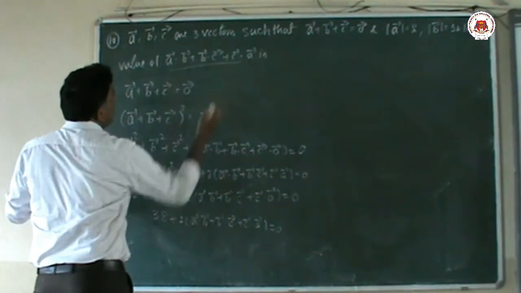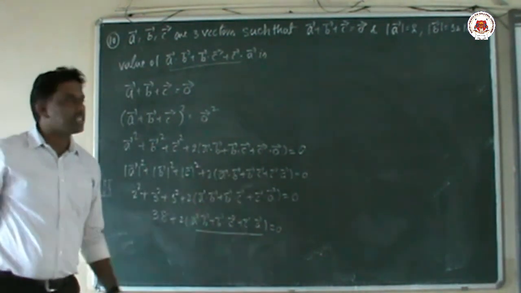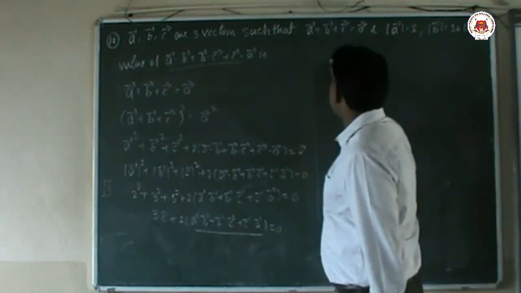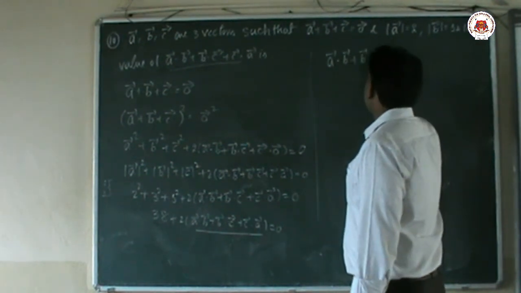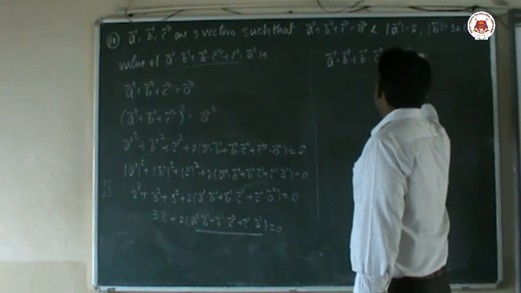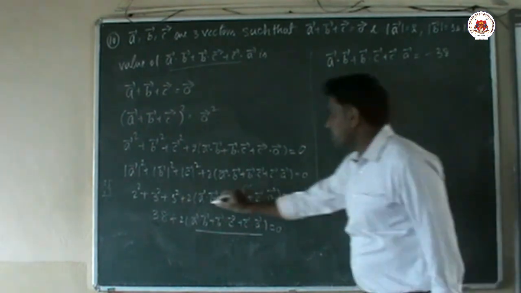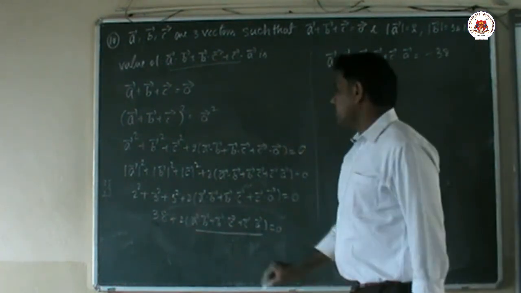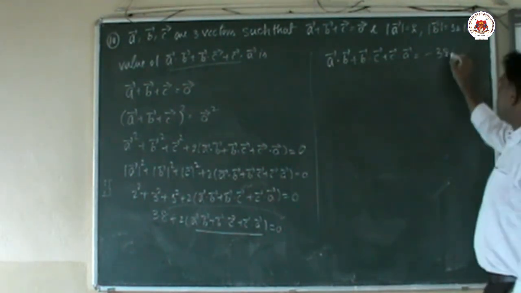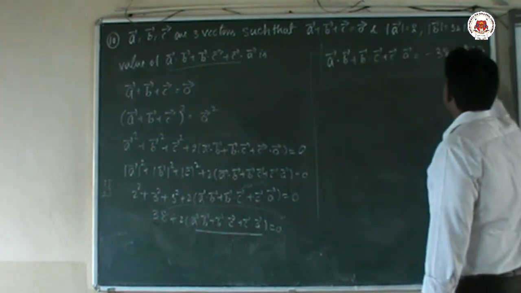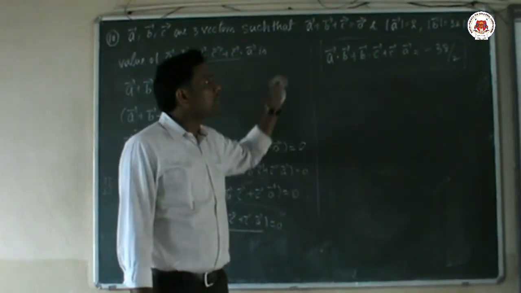We want only A dot B, B dot C plus C dot A, only this value we need. So send this plus 38 to that side. Then finally the answer is vector A dot vector B plus vector B dot vector C plus vector C dot vector A equal to plus 38; if you bring it to this side, minus 38. And the 2, if you send that side, so the value is minus 38 by 2.